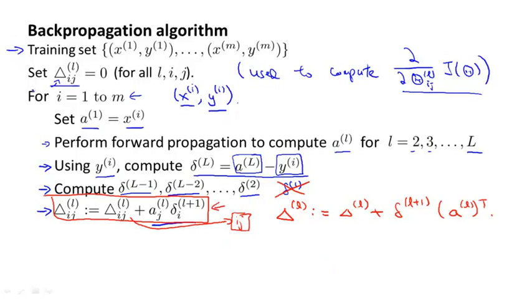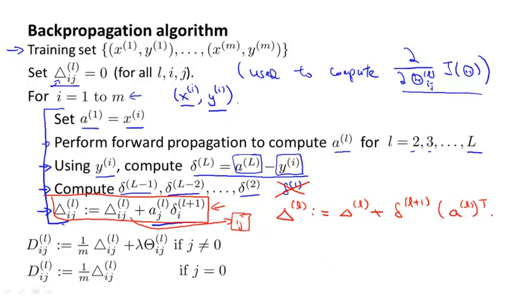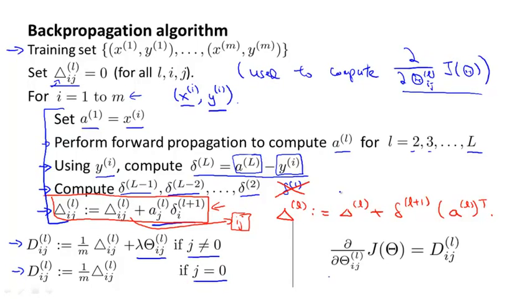Finally, after executing the body of the for loop, we go outside the for loop and compute capital D as follows. We have two separate cases for j equals 0 and j not equals 0. The case of j equals 0 corresponds to the bias term. So when j equals 0, that's why we're missing this extra regularization term. While the formal proof is pretty complicated, what you can show is that once you've computed these D terms, that is exactly the partial derivative of the cost function with respect to each of your parameters. And so you can use those in either gradient descent or in one of the advanced optimization algorithms.